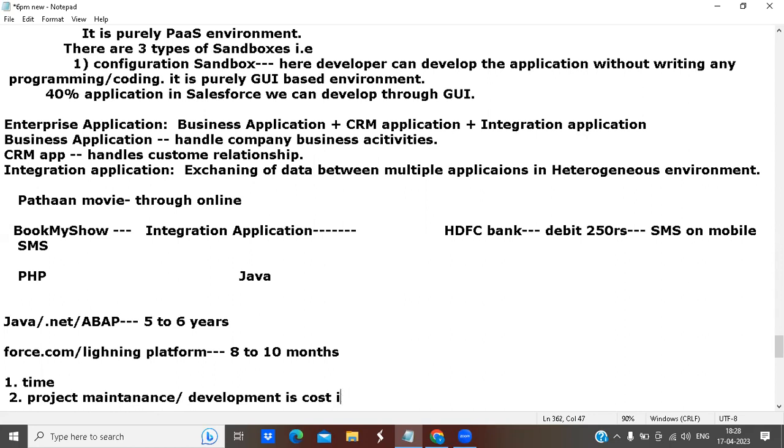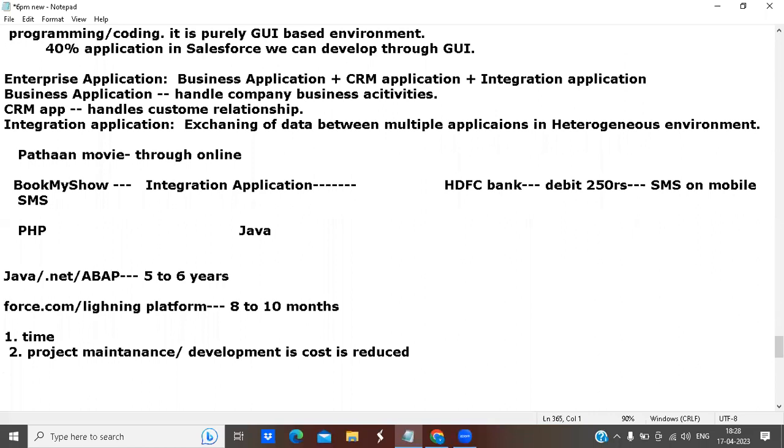Am I correct or not? Tell me, if you go with Java or .NET, the client needs to pay the salaries for the developers from day one until the project is complete. How many years? Minimum 5 to 6 years. Giving the salaries up to 6 years, or giving the salaries up to 10 months, which is better? Obviously 10 months. So that is why development cost is reduced.